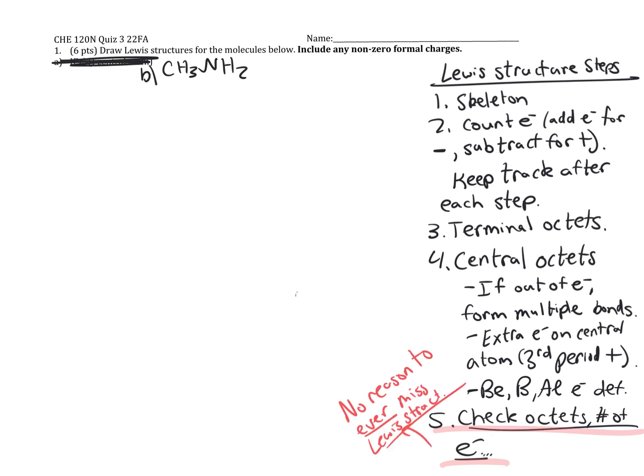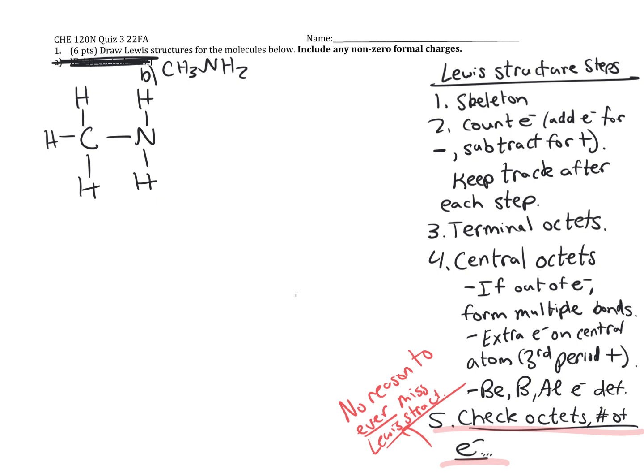Okay, B was one of these skeleton structures. People did pretty well at this one. Again, C, H3, nitrogen, put the 2 hydrogens on the nitrogen, just drawing that skeleton structure out there. Now I need to fill in lone pairs and things like that.